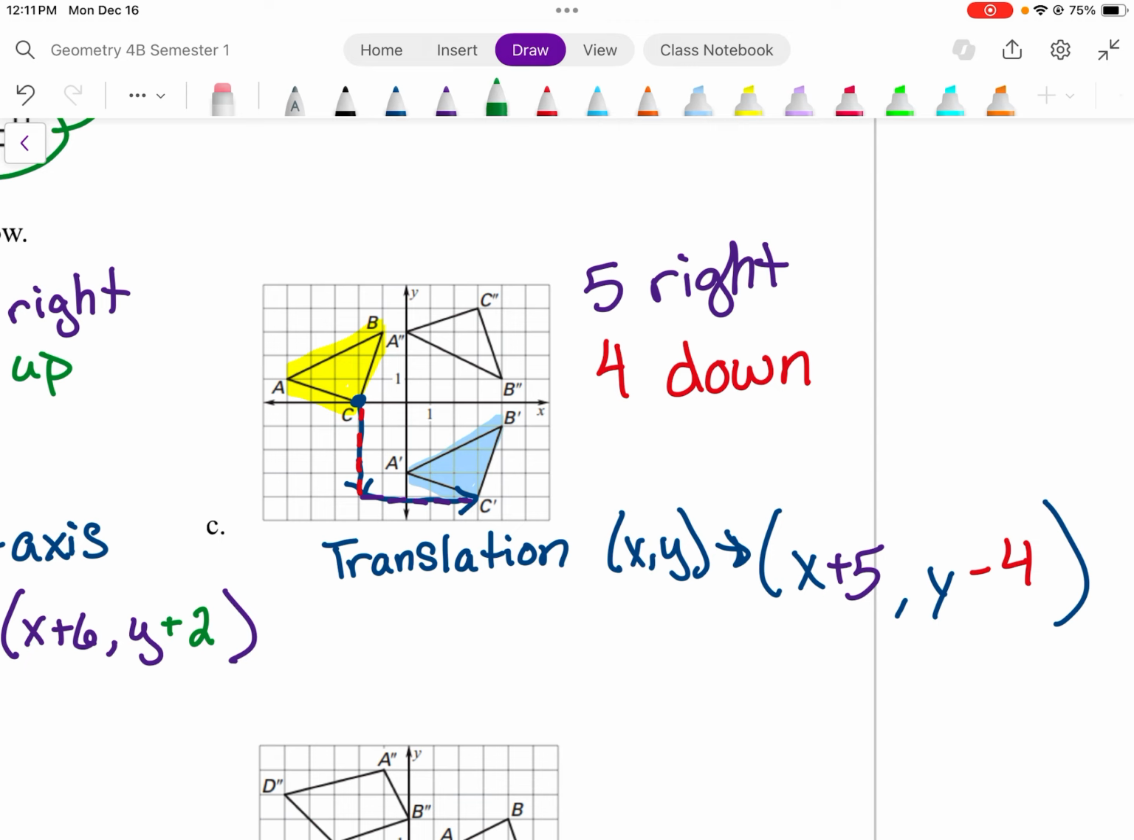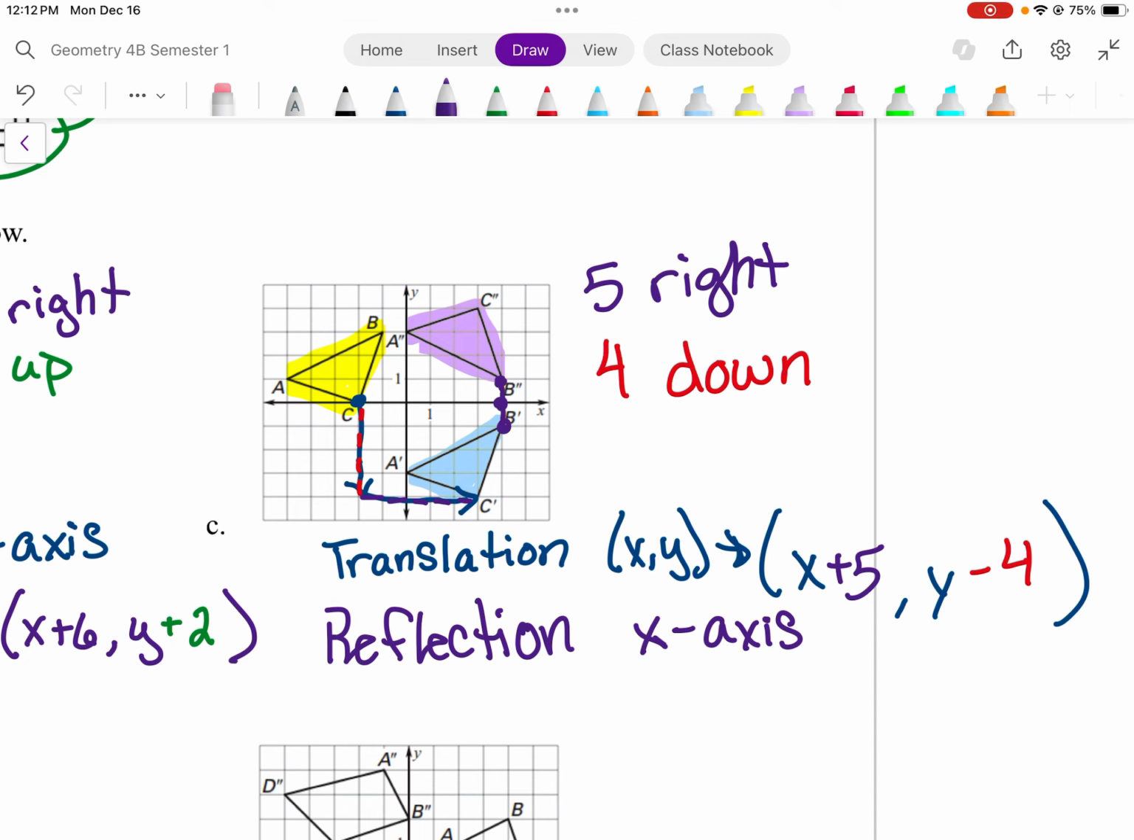Okay. And then we took this shape and it got flipped over because if you look, C is now on top instead of B. And to figure out that when it is flipped over, it is a reflection. And when you are reflecting, you need a point or a line of reflection. So it's going to be the line that's in the middle. So in the middle here, it is the x-axis. So a reflection, and then we use the x-axis.